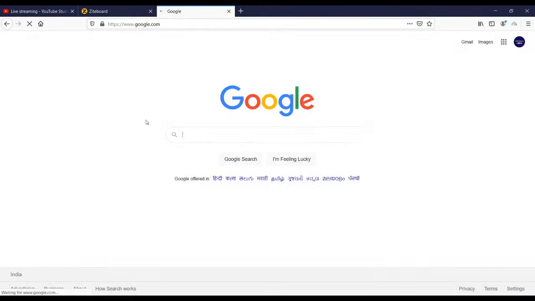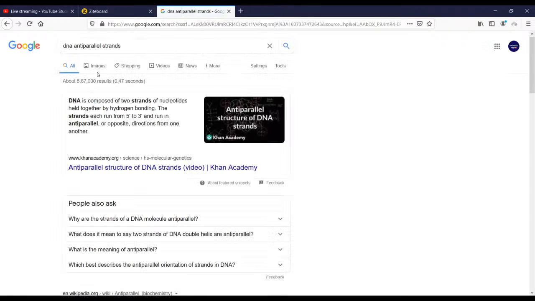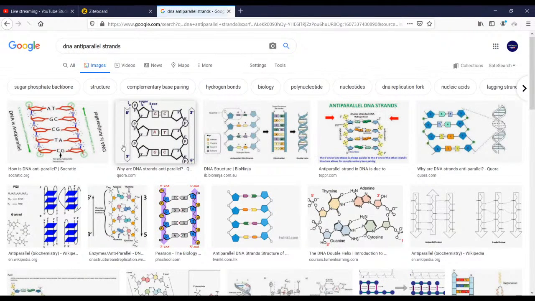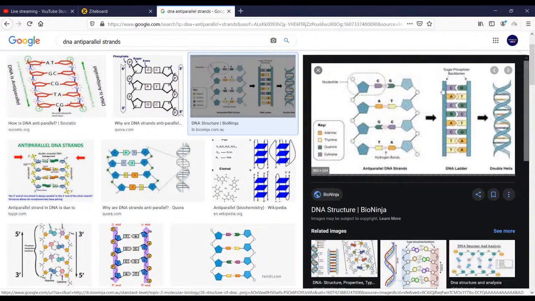So let's see DNA anti-parallel strands. If you see images, you can just see the image of collinear hydrogen bonding. You can click on any of these images, you can see this is 5 to 3 prime, this is 3 to 5 prime. You can see that bonding is collinear, straightforward bonding, and this would not be a collinear bonding if you see parallel strands.